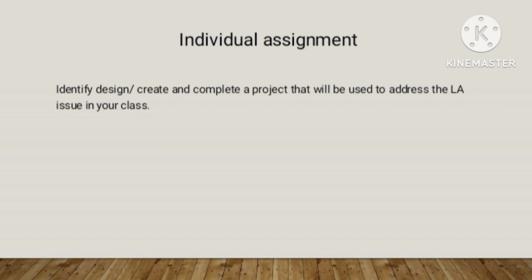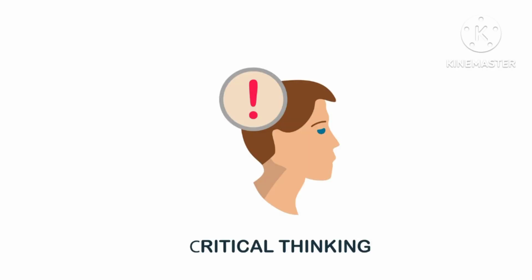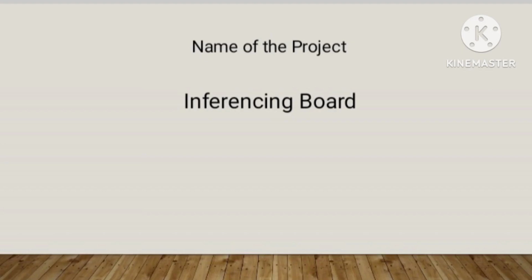So this was the instruction: identify, design or create and complete a project that will be used to address the LA issue in your class. The issue that we identified earlier is inferencing, whereby the students come to a conclusion based on evidence provided. The main issue my class had while doing inferencing was critical thinking.